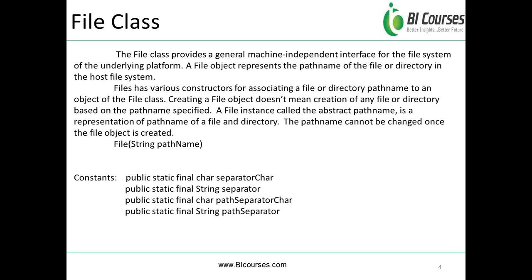A File instance, called the abstract path name, is a representation of the path name of a file or directory. The path name cannot be changed once the file object is created. File takes a string path name, and there are various constants available in the File class, such as public static final char separatorChar. This gives you the separation character in the file path name. Also separator, which is the string representation, and also pathSeparatorChar and pathSeparator.